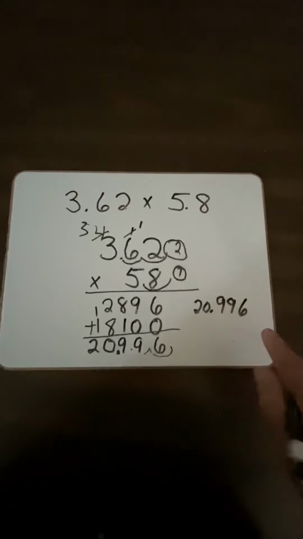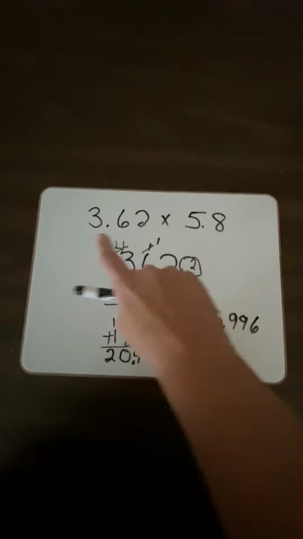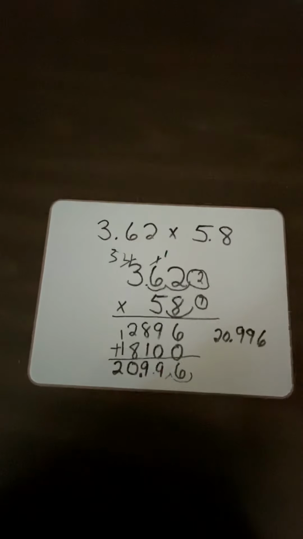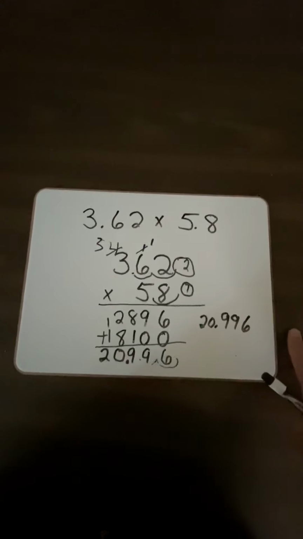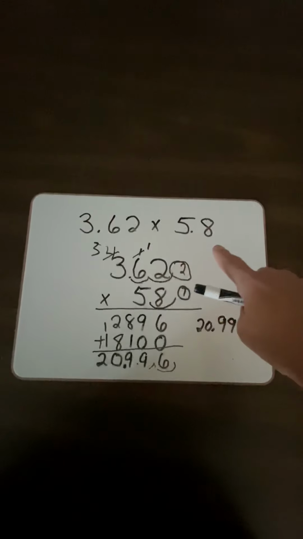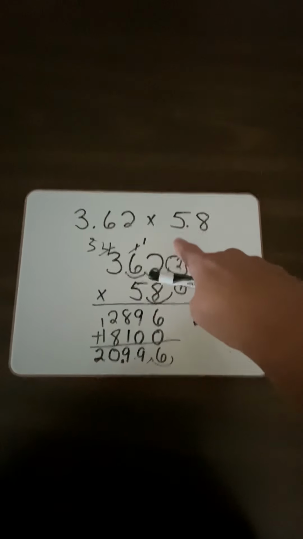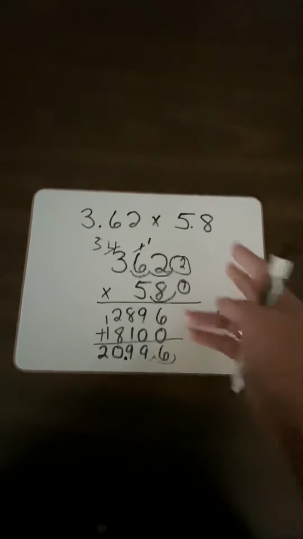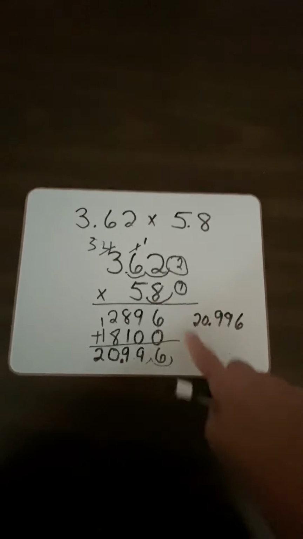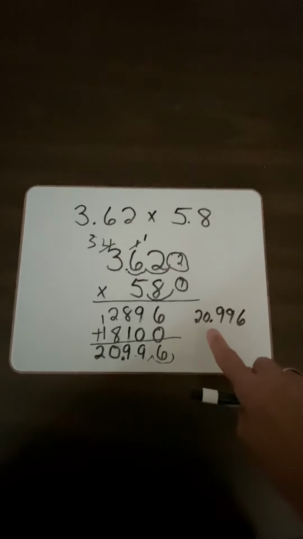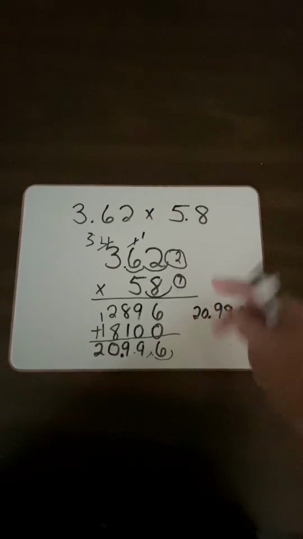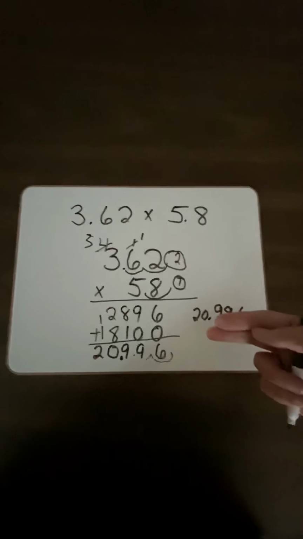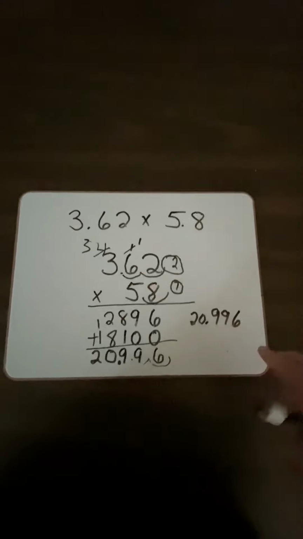thousandths. And guys, if you look at it, 3.62 would round to 4. And 5.8 would round to 6. Well, 6 times 4 is 24. So then the decimal point being there lets you know that it is a reasonable answer. Okay, that our decimal point is correct.